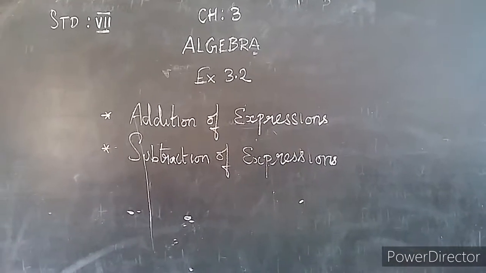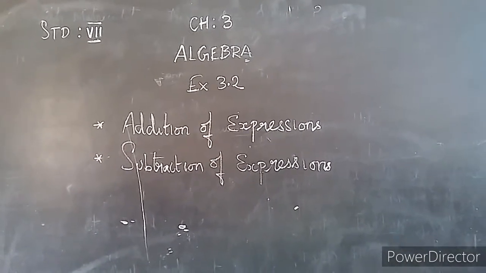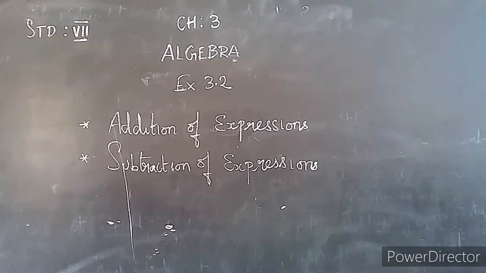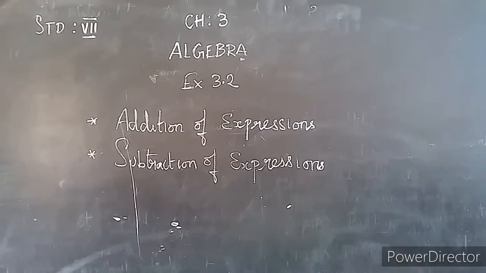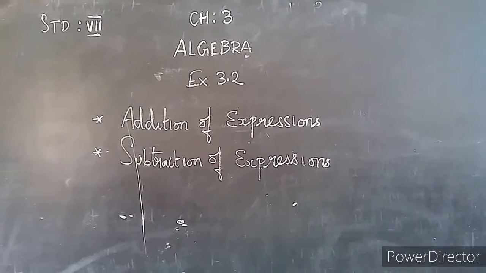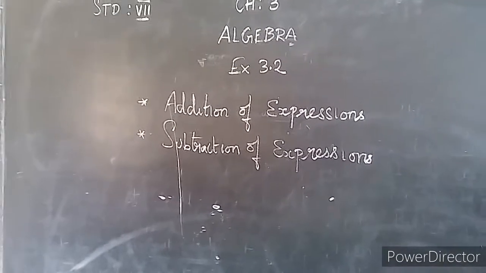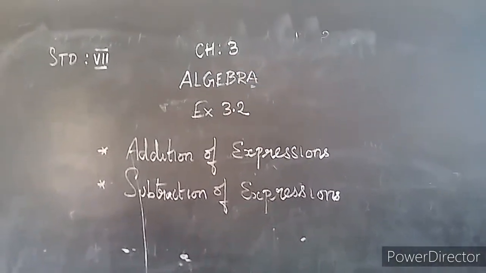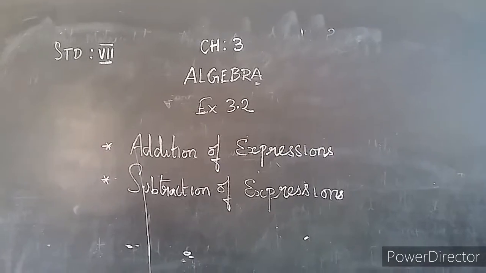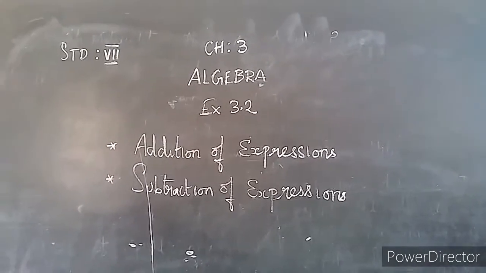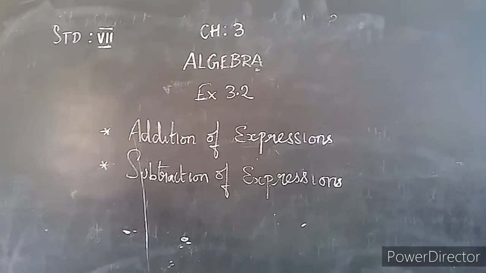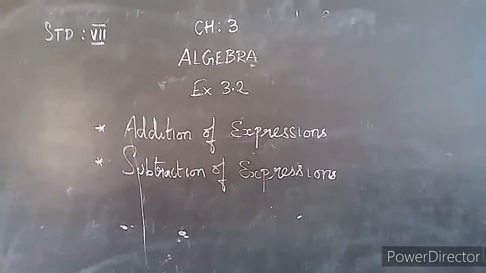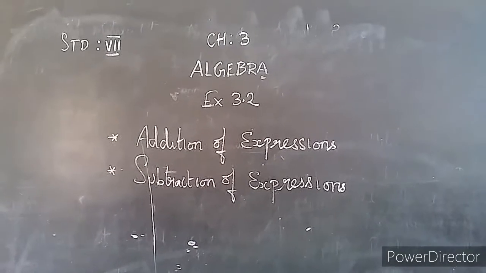Today I am going to teach you chapter 3, exercise 3.2. In 3.2, we are going to solve addition and subtraction of algebraic expressions. For adding or subtracting algebraic expressions, we can write the like terms one after the other horizontally by using brackets, or one below the other vertically. Let's try exercise 3.2 sums in the classwork note.